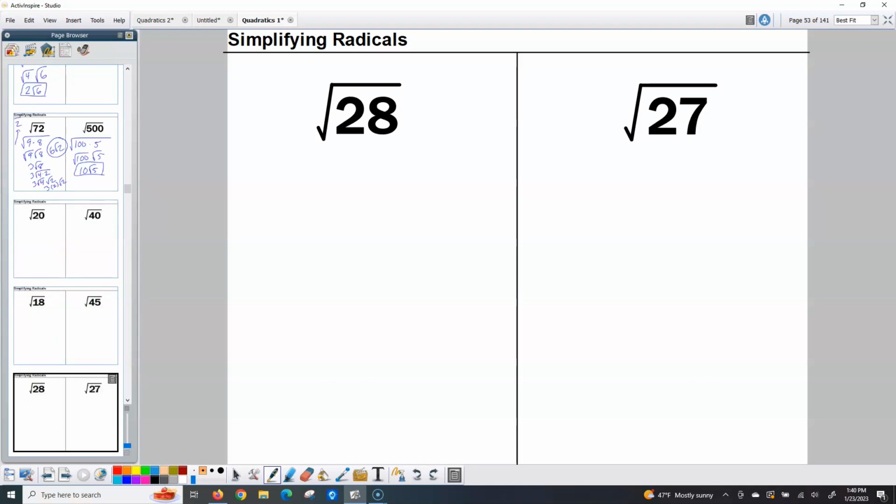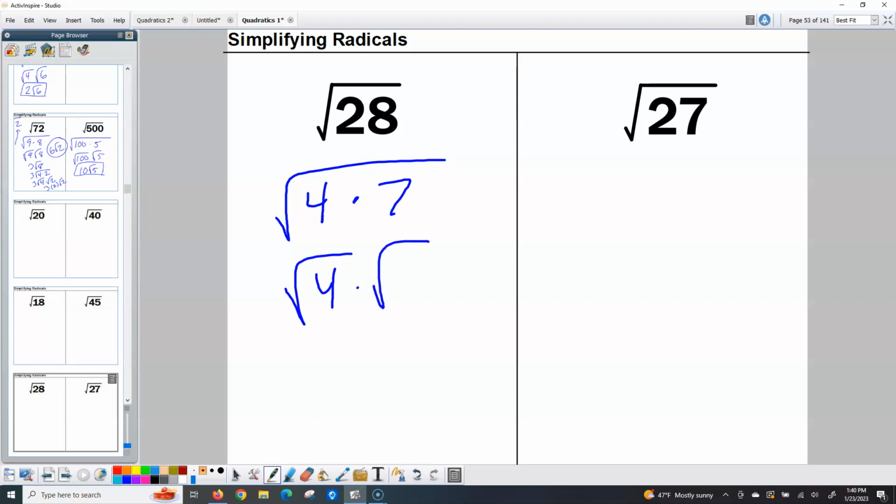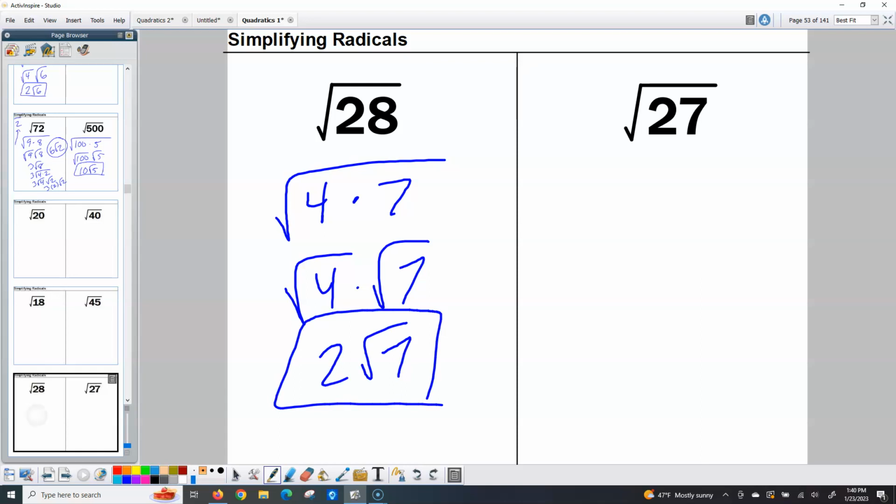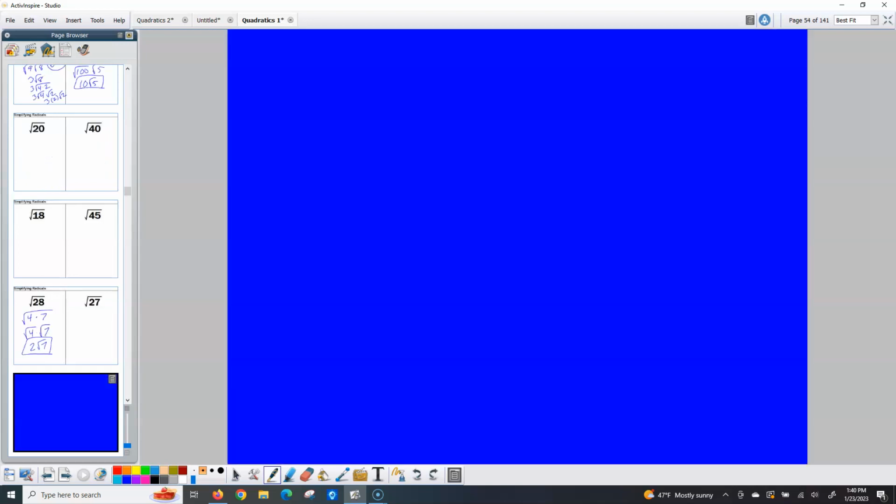Square root of 28, largest perfect square that goes into 28. 4 times 7, that's square root of 4 times square root of 7, that's 2 square root of 7. Leaving some of these for you to practice.